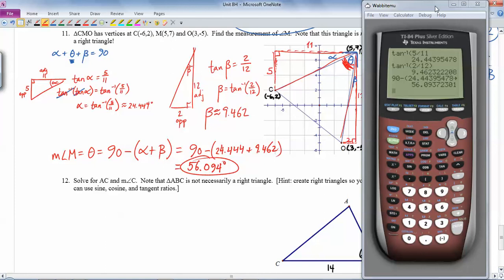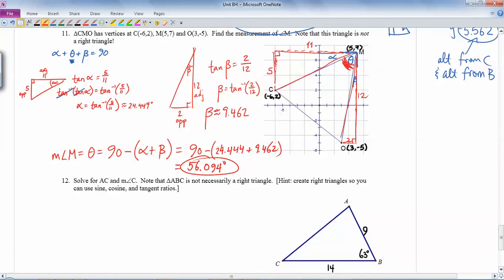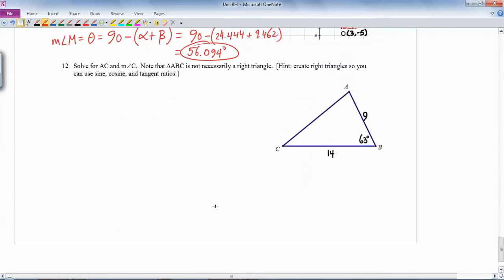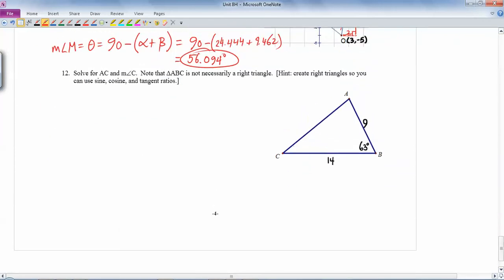Okay, so 12. We've got this triangle floating around down here. And the goal is to figure out what angle C is and what AC is. And you can't use Pythagorean theorem because it's not a right triangle. And I can't use trig on this triangle because it's not a right triangle. But I can create right triangles by dropping a line right here, one that's right angled, that forms right angles. So it's an altitude from A.